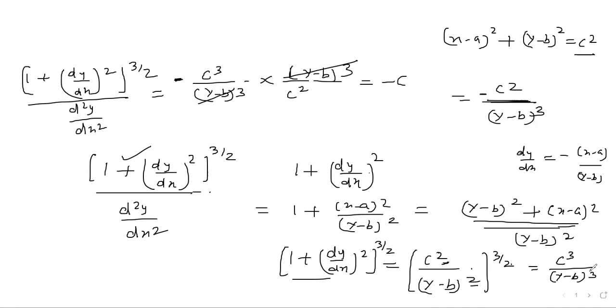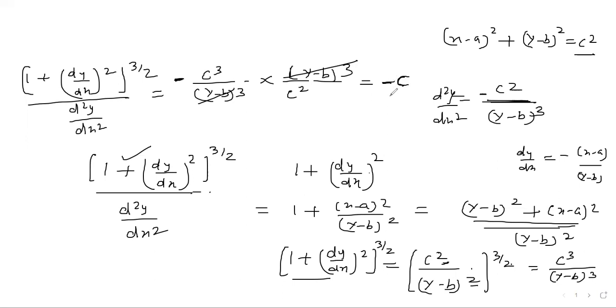This is c³ divided by (y − b)³, that is the value of (1 + (dy/dx)²)^(3/2), and d²y/dx² is minus c² divided by (y − b)³. So this minus sign will come in the beginning, then (y − b)³ will cancel out, and this is c², this is c³, so minus c will be left. Clearly this term (1 + (dy/dx)²)^(3/2) divided by d²y/dx² is equal to minus c, which is independent of a and b, and that was to be proved.